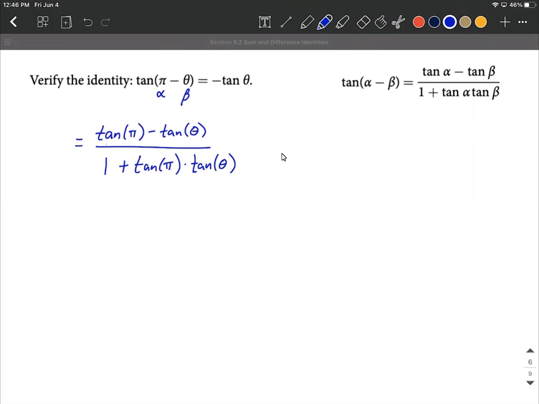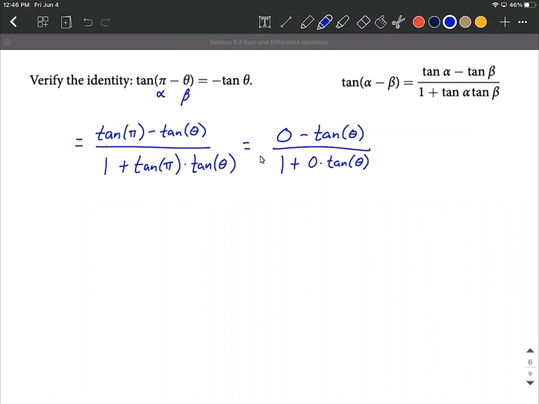From here, we can evaluate some of this. Tangent of theta, tangent of pi, we can go ahead and evaluate that. That's going to be 0 minus tangent of theta over 1 plus, again, tangent of pi is going to be 0 multiplied by tangent of theta. So I've evaluated tangent of pi in both these places.